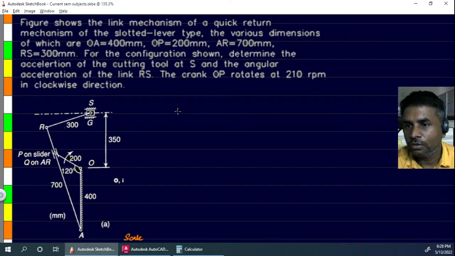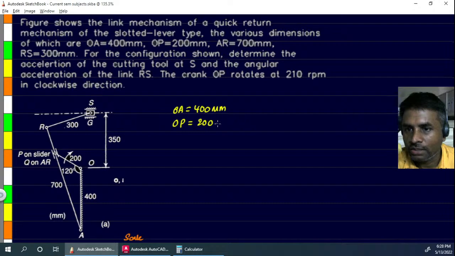Let's first note down all the given data. So we have been given the length of OA, which is 400 mm, and we have OP, which is 200 mm, and we have AR, the length of which is 700 mm, and then we have RS, the length being 300 mm.